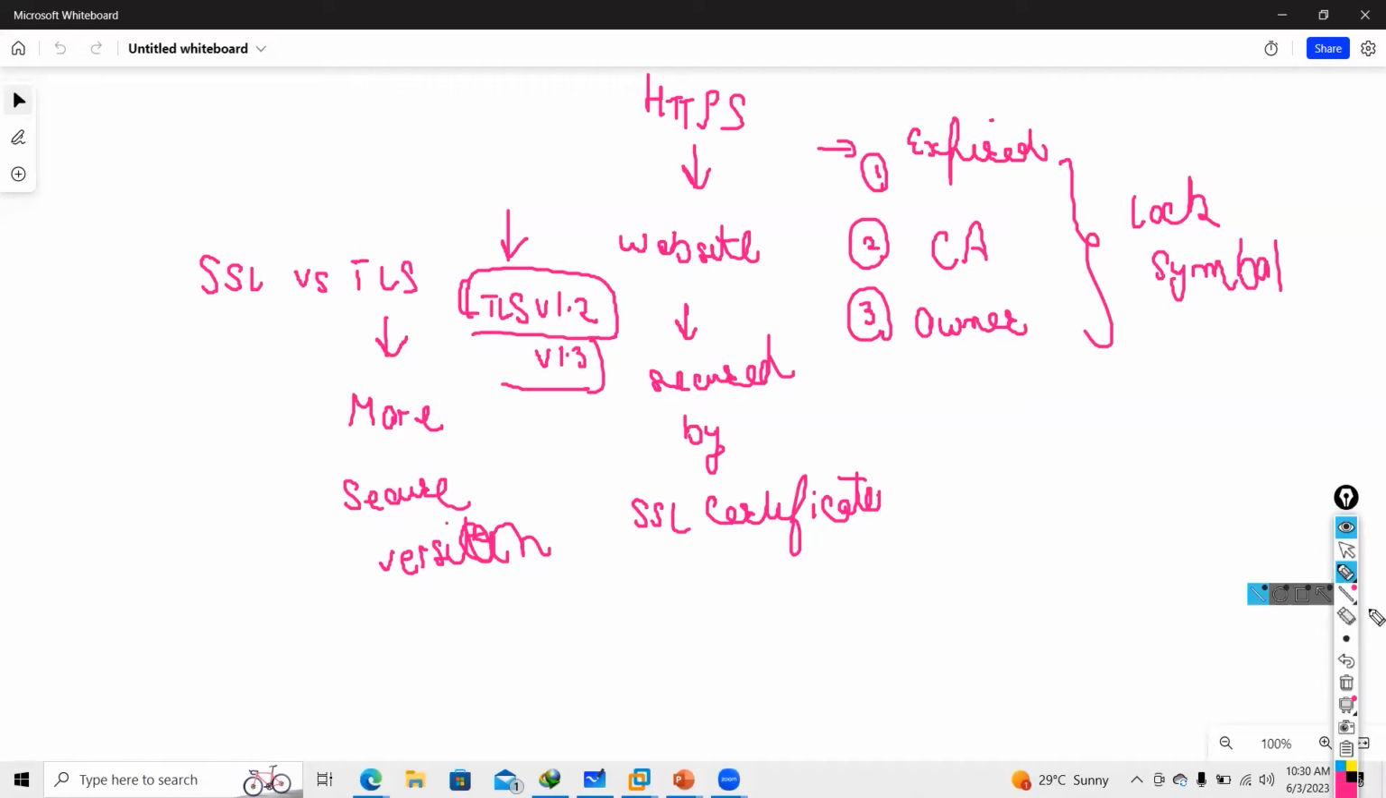Okay. Now here that is the only difference. It's just an updated, more secure version of SSL.